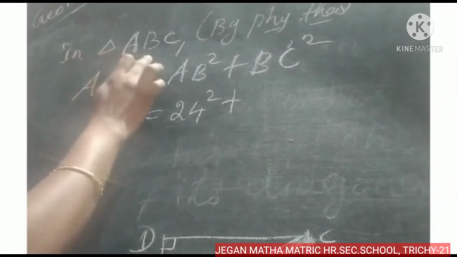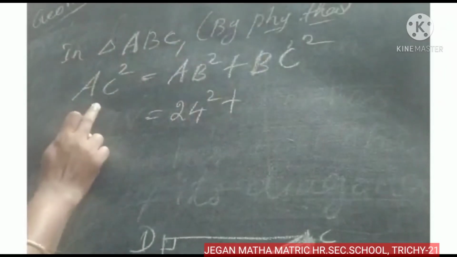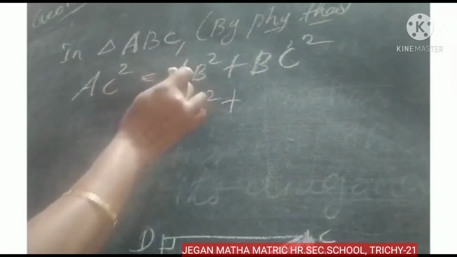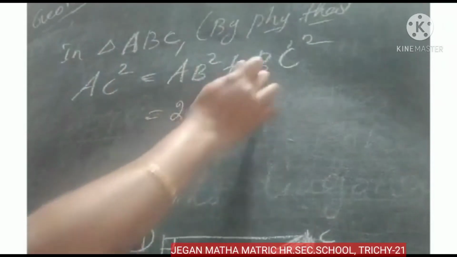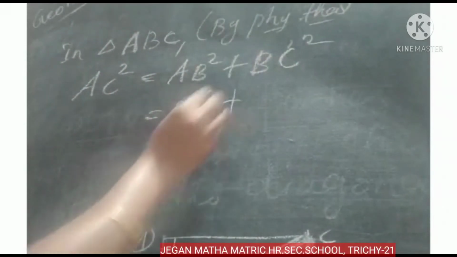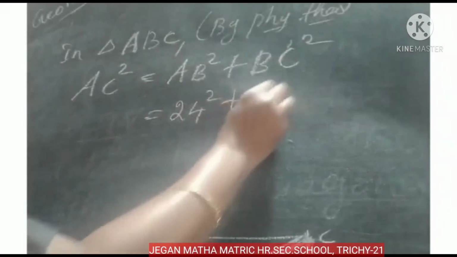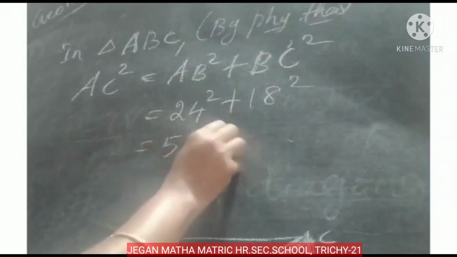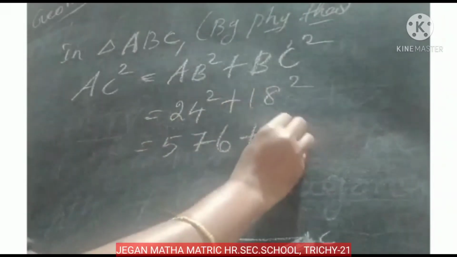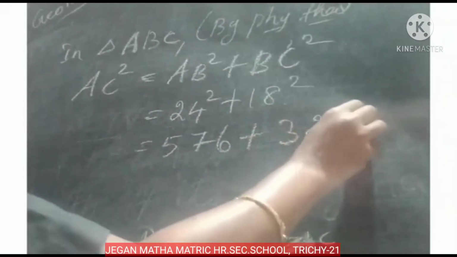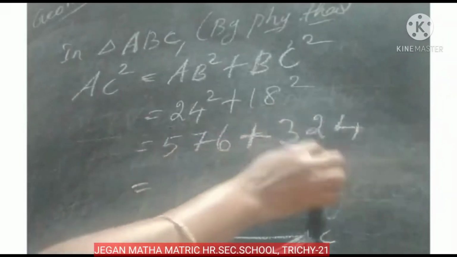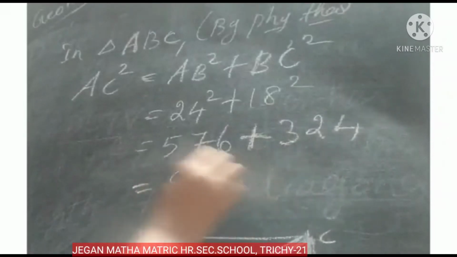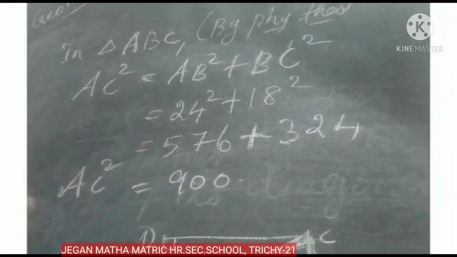Now in triangle ABC, by Pythagoras theorem, AC square equals AB square plus BC square. AB value is 24, so 24 square plus BC, the breadth, 18 square. 24 square is 576 plus 18 square, which is 324. Add these two numbers and you will get 900. That is the AC square value only.